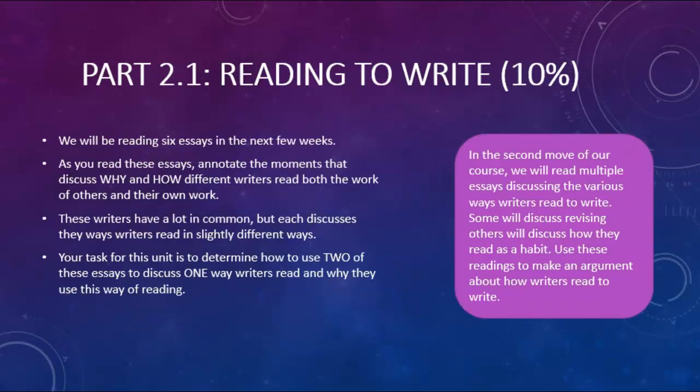For Part 2.1, we'll be reading 6 essays. As you read these essays, you might want to print them out and annotate moments that discuss why and how different writers read both the work of others and their own work. All 6 of the writers we're going to read have a lot in common, but each discusses the ways that they read in slightly different ways. Your task for this unit is to determine how to use 2 of these essays in order to discuss one way writers read and why they use this way of reading.